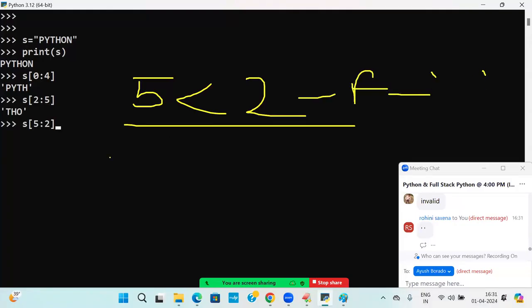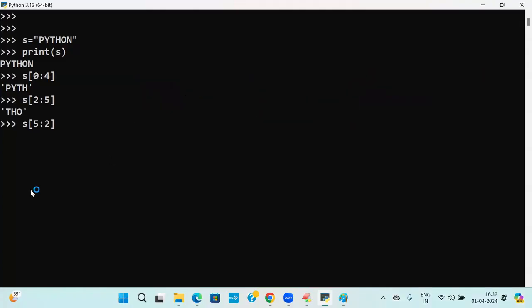False means what is the answer? Space. Beautiful. Space is coming or not? Yes. Space. Nothing, no data will come. Understand? Next up, S of 1 colon 5. Quickly.